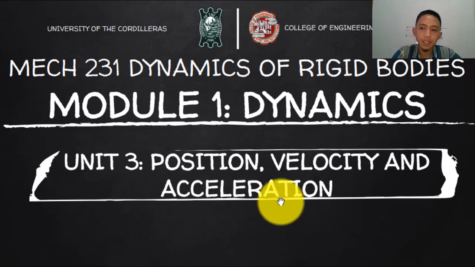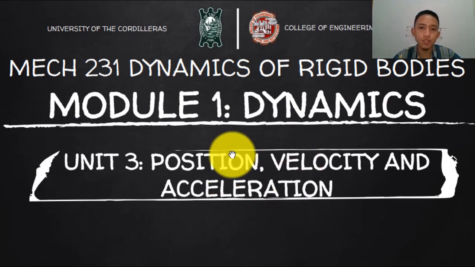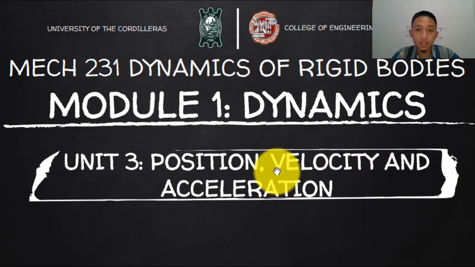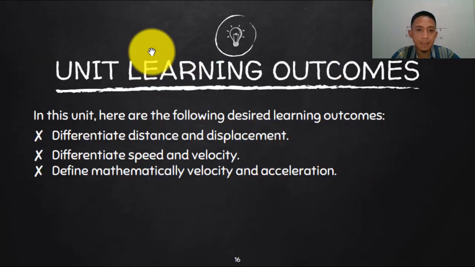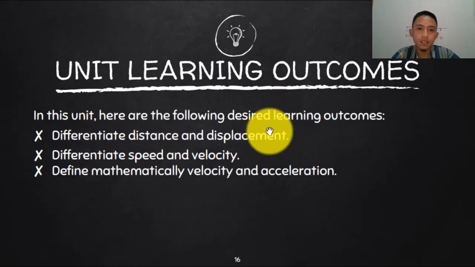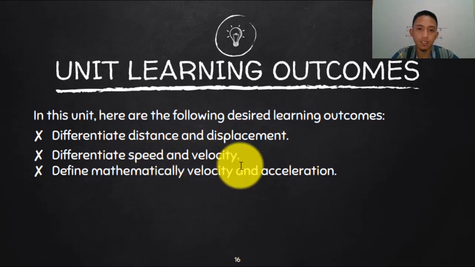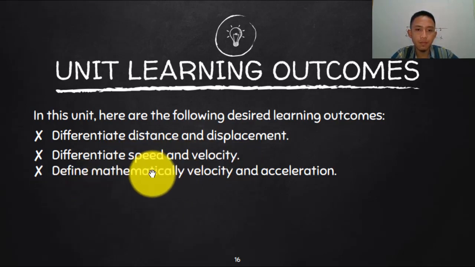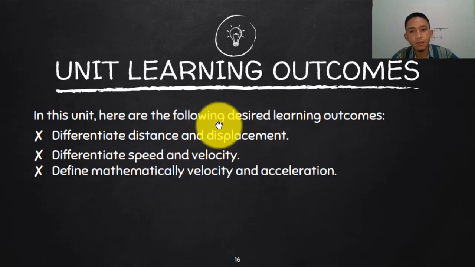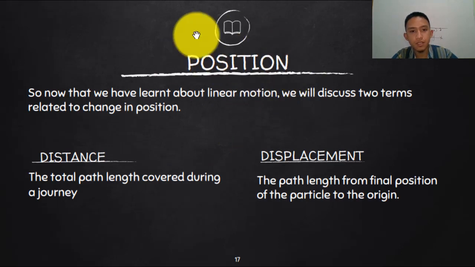How about your unit 3? In unit 3, we will be discussing your position, velocity, and acceleration. Our unit learning outcomes here are, first, to differentiate distance and displacement. Second, to differentiate speed and velocity. Third, to define mathematically velocity and acceleration. If we say define mathematically, let's try to understand the mathematical relationships. So position. If we say position, okay.